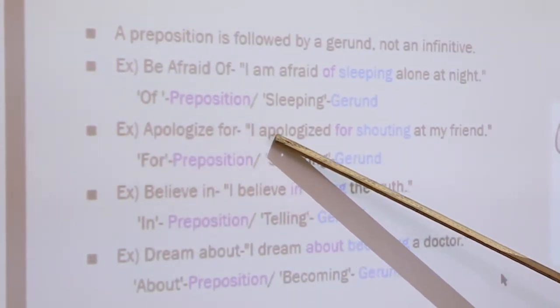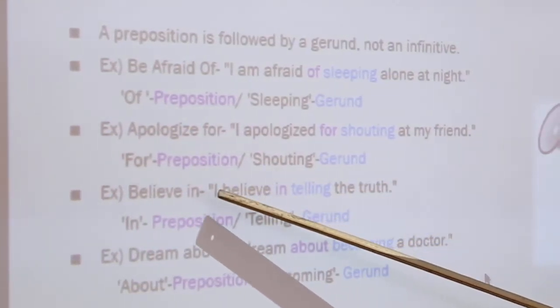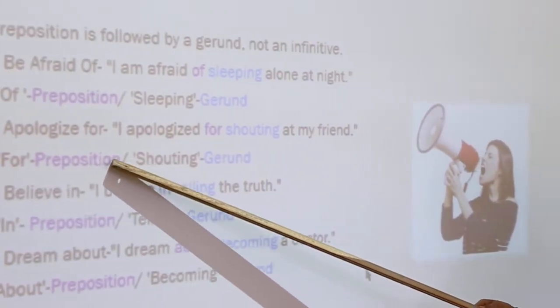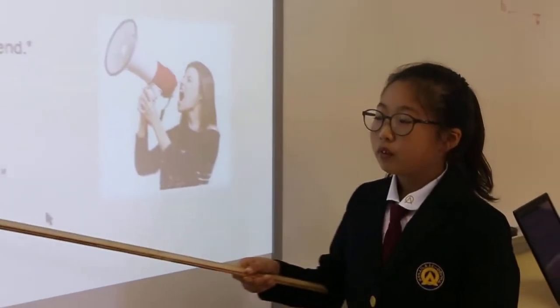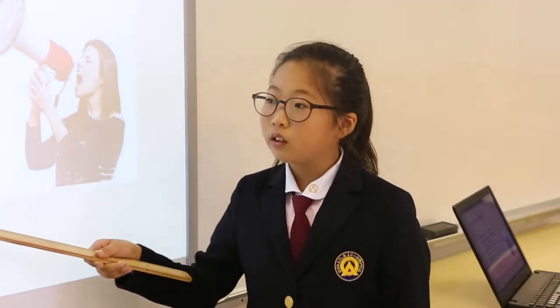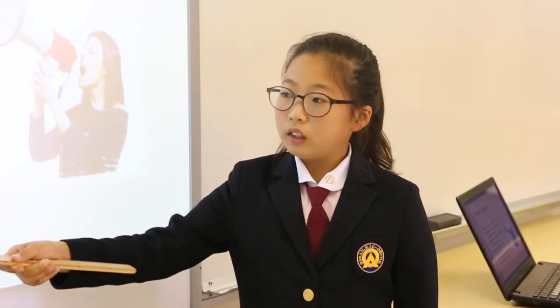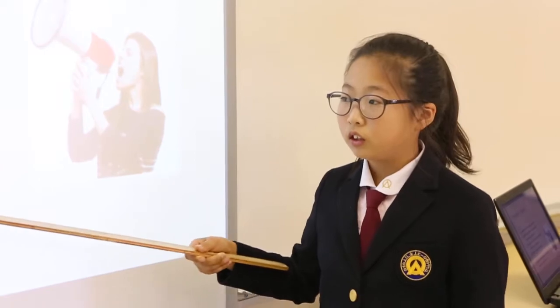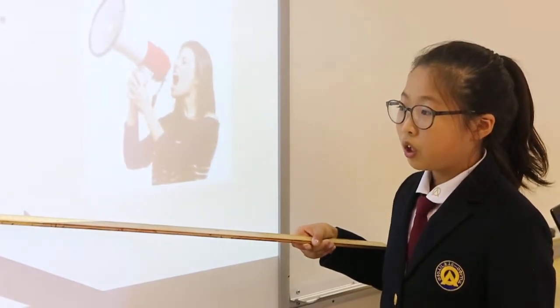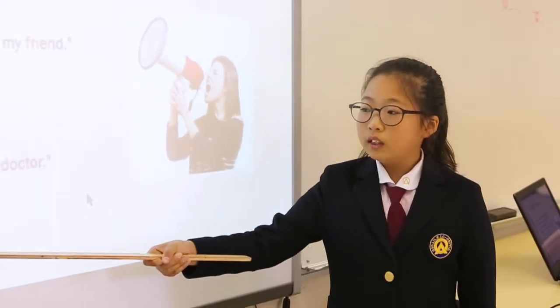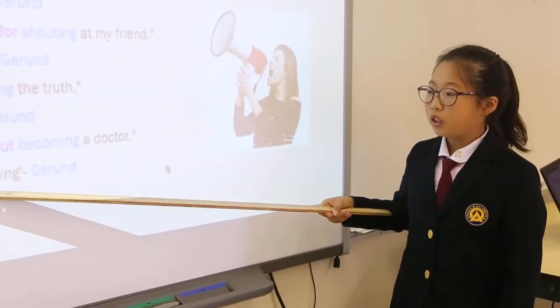Apologize for. I apologize for shouting at my friend. In this sentence, for is a preposition and shouting is a gerund. Believe in. I believe in telling the truth. In this sentence, in is a preposition and telling is a gerund. Dream about. I dream about becoming a doctor. In this sentence, about is a preposition and becoming is a gerund.